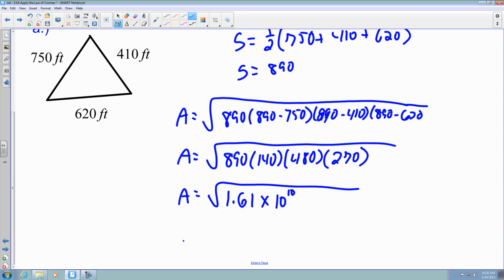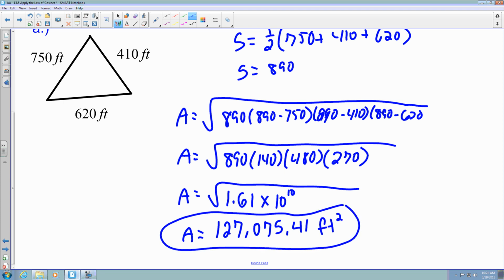But what I want is the square root of that number. So I'm going to take the square root of 1.61 times 10 to the 10th power, and that gives me 127,075.41. And this one is square feet with the label. Okay? And that is being able to apply the law of cosines. Hope this helps. Till next time.